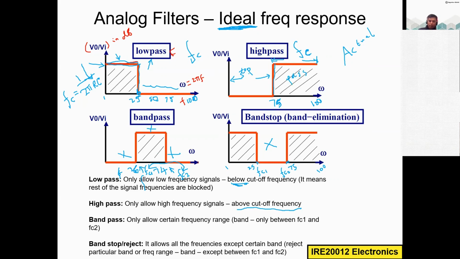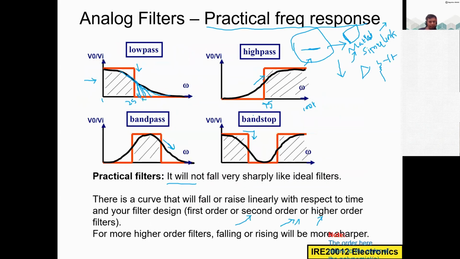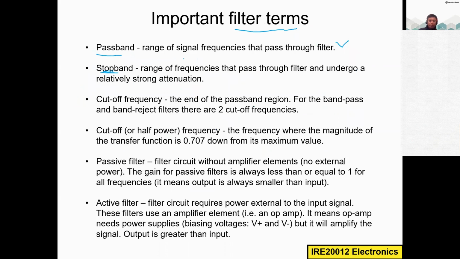So in all the filters, you have the same. So here, this is the pass band, and this is the stop band. And here, this is the pass band, and this is the stop band. This is stop band. And here you can see this is the stop band and this is the pass band. So these are some terms you should remember when we talk about the filter design.